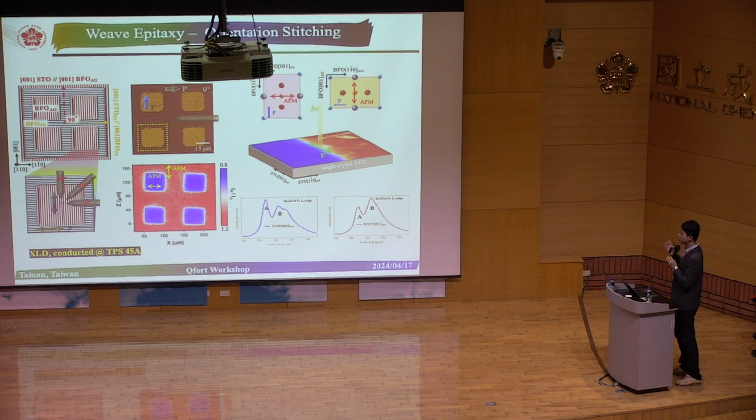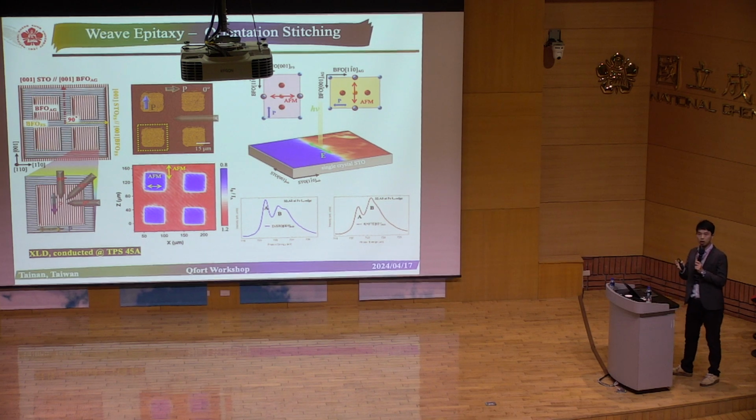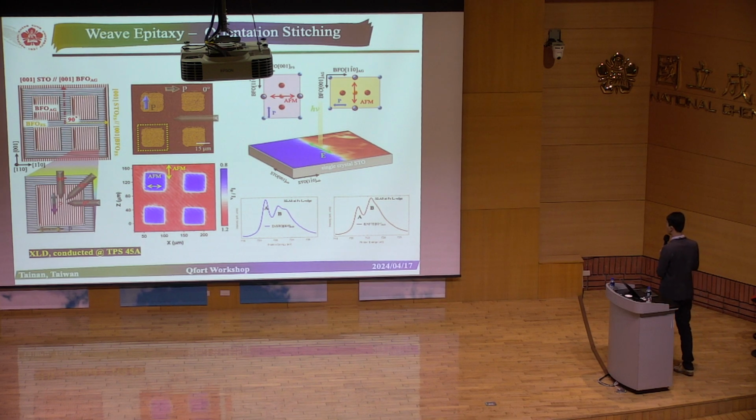So if you also use some special technique, for example here, this is the X-ray linear dichroism to reveal the antiferromagnetic axis, then you will see that it's indeed as we predicted: the AFM axis is perpendicular to the population. So according to this design, we can design some complex architectures.